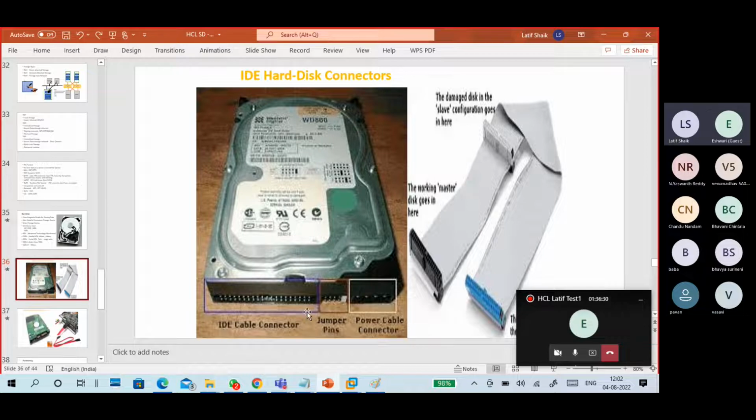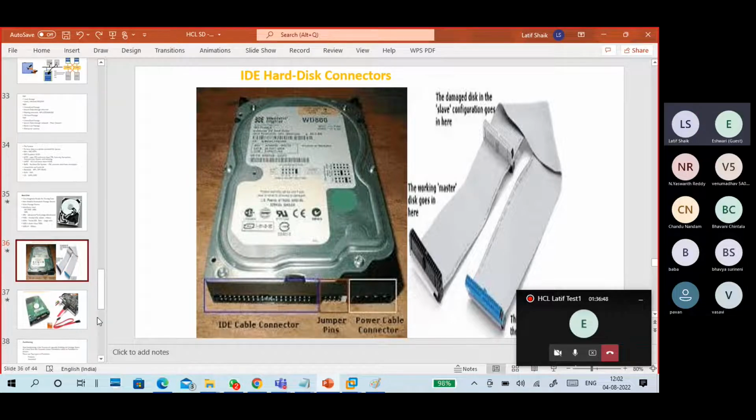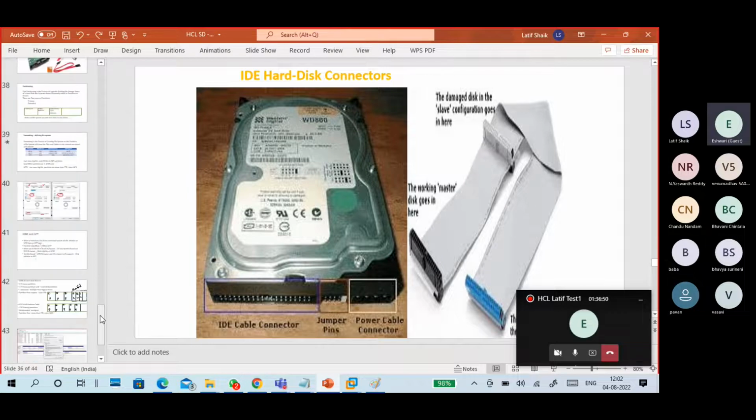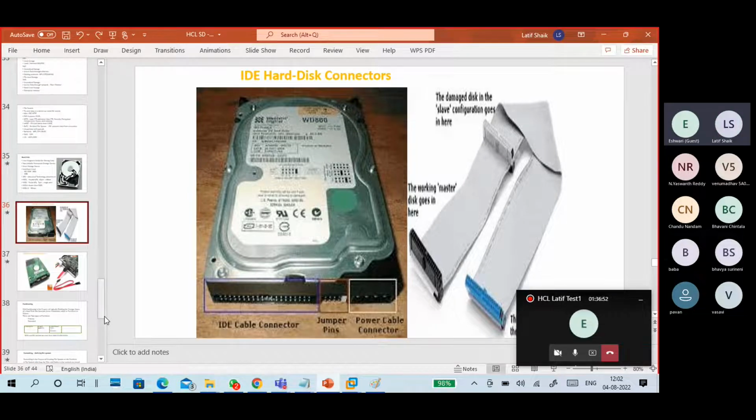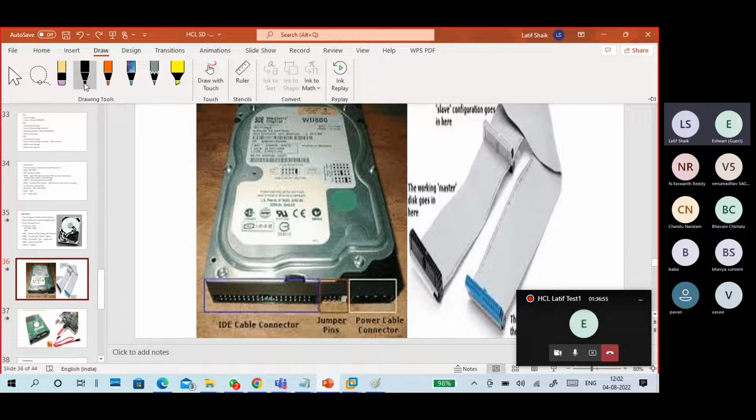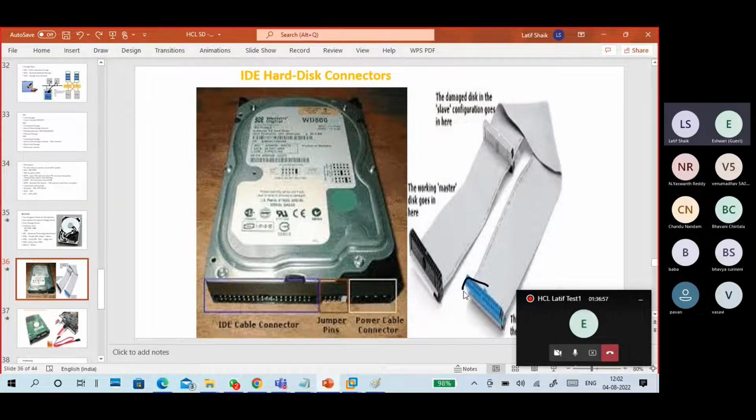If you see these many pins, earlier it was 80 pins, and now it is 40 pins. So it is a 40 pin connectivity, and we connect it with this kind of ribbon cable. One side of the cable goes to the motherboard. Again we'll go to the drawing. Here it is. This side is connected to your motherboard connector.